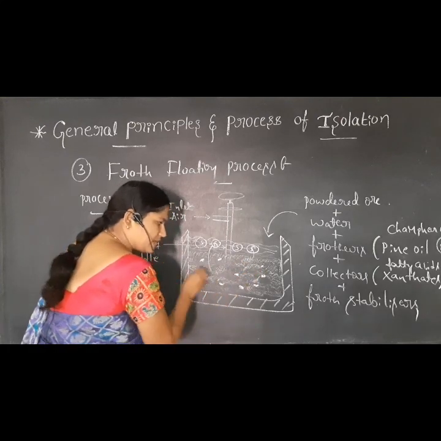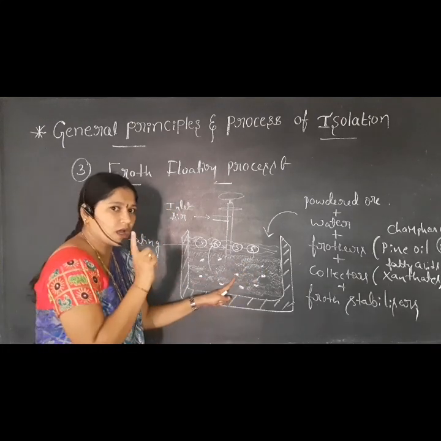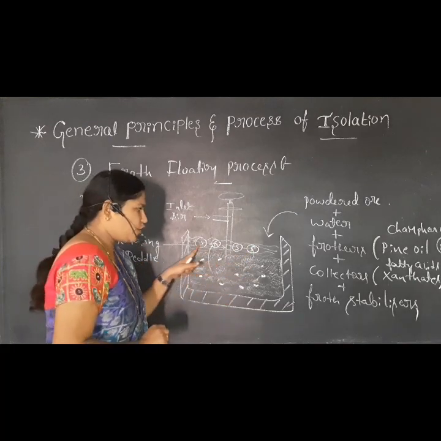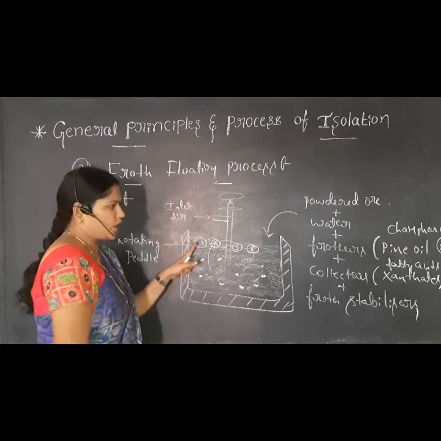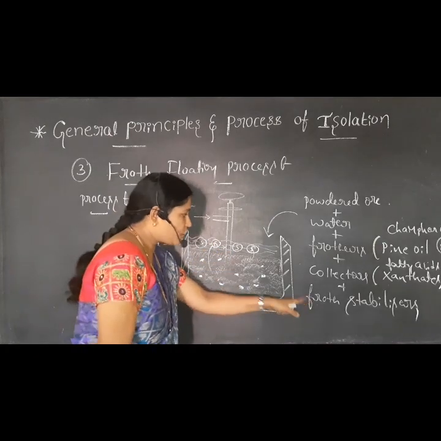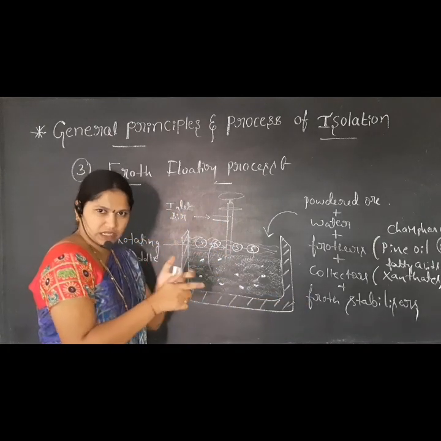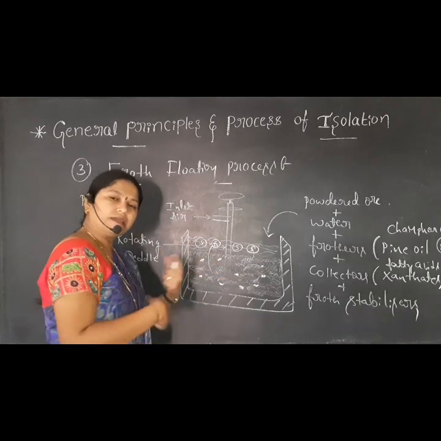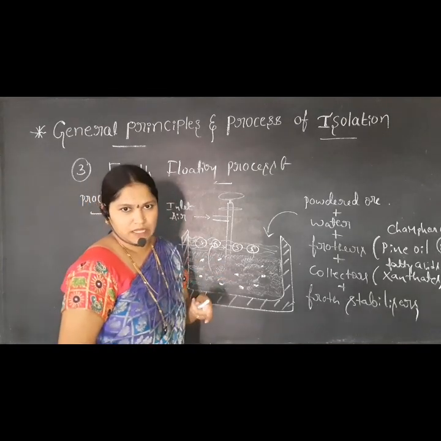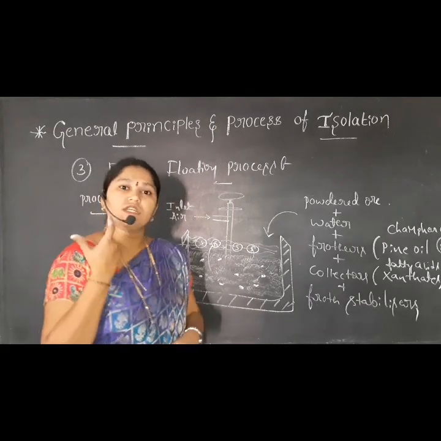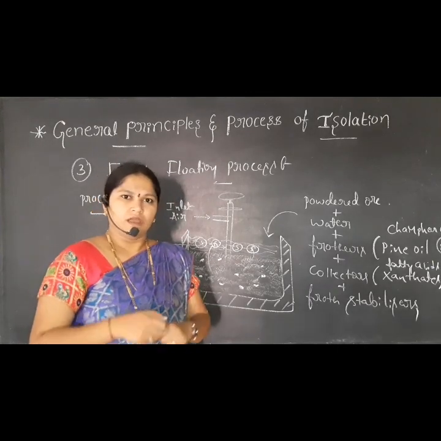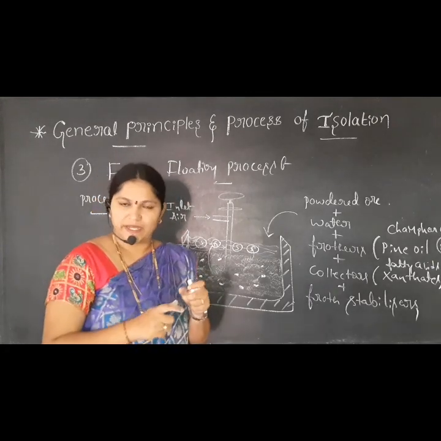So in water, what is left behind? Only gangue particles are left behind. All sulfide ores start floating on the froth. Next, froth will be created due to the passing of air and rotation. But in the rotation, the oil froth is formed again, and the froth cannot stay stable; its lifespan is too small.